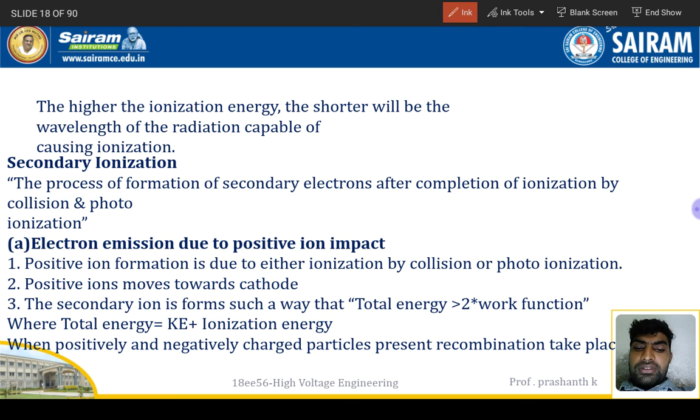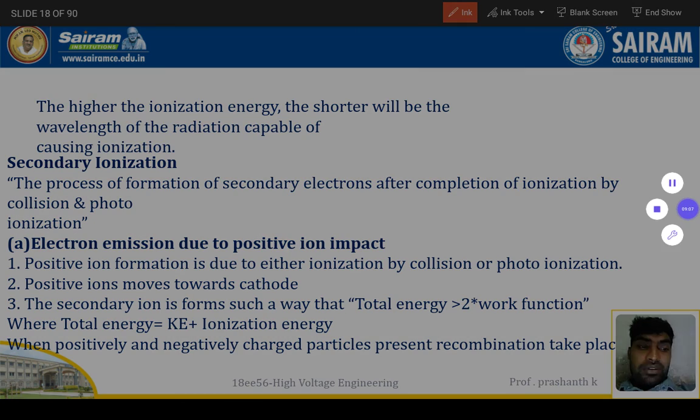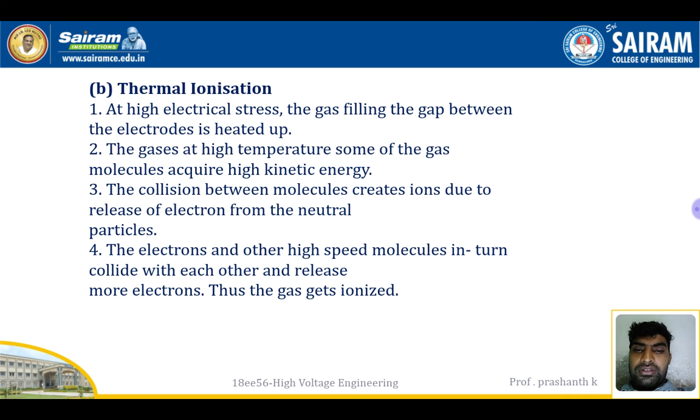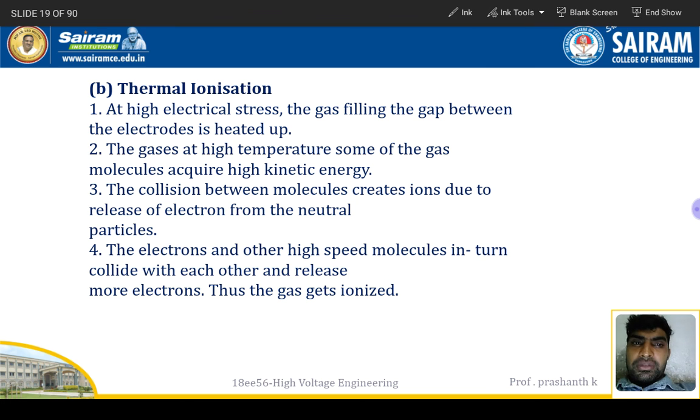When positively and negatively charged particles are present, recombination takes place. So I told you, there will be recombinations. If you pass high voltage, what happens? Movement of electrons must be there, and the ionization process will be occurring. Next we have thermal ionization.